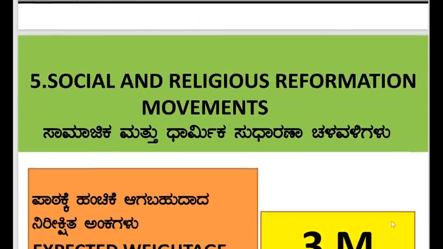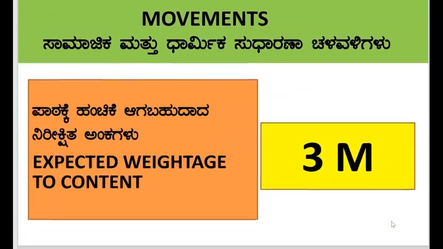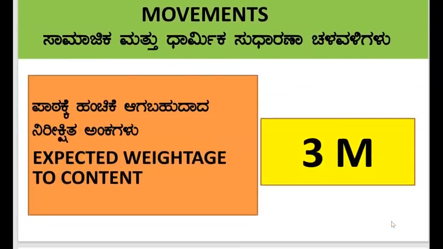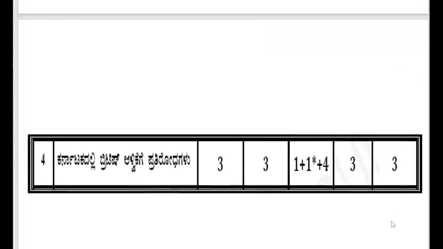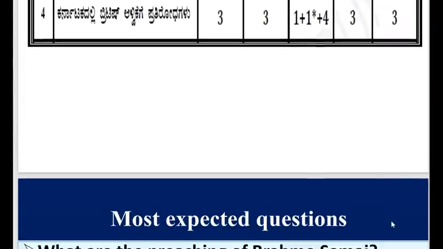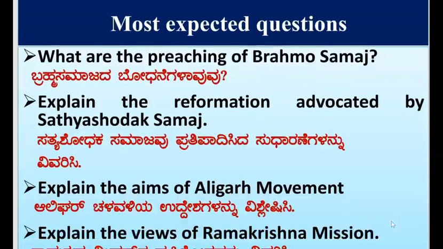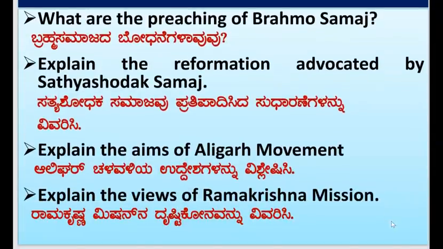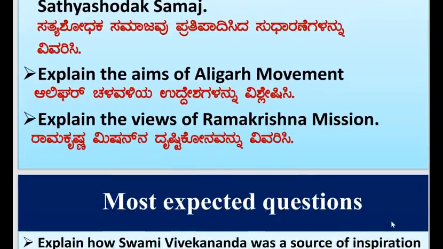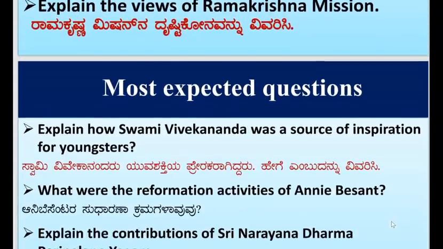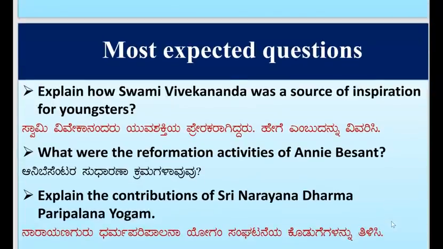Next, social and religious reformation movements. Expected weightage is 3 marks from this chapter. You can expect a 3 mark question from this chapter. What are the preachings of Brahma Samaj? Explain the reformation advocated by Satyashodhak Samaj. Explain the aims of the Aligarh movement. Explain the views of the Ramakrishna Mission. Explain how Swami Vivekananda was a source of inspiration for youngsters. What were the reformation activities of Annie Besant?